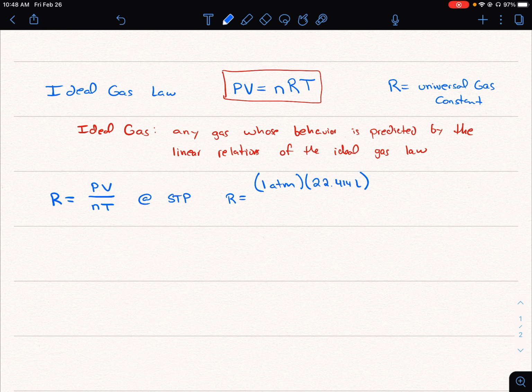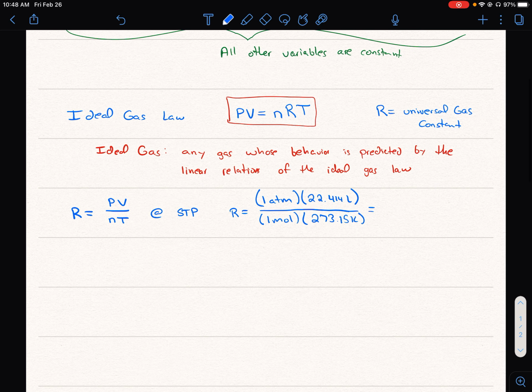22.414 liters. So that is the volume of 1 mole of gas, and divided by 273.15 Kelvin. So if we multiply and divide that out, we find that the value of the universal gas constant is 0.08206 liters times atmosphere divided by moles times Kelvin. So here is the value of our universal gas constant, it is a constant, it is always going to be the same for these given conditions.